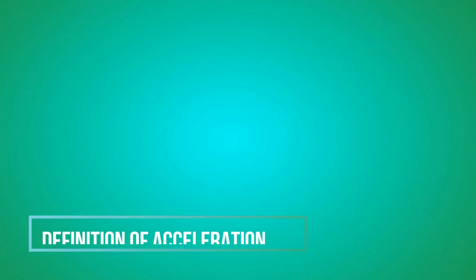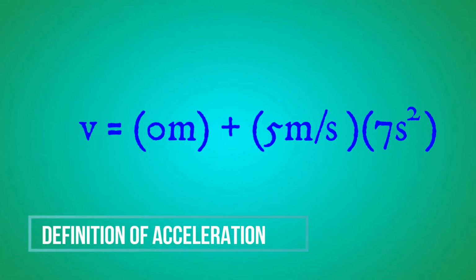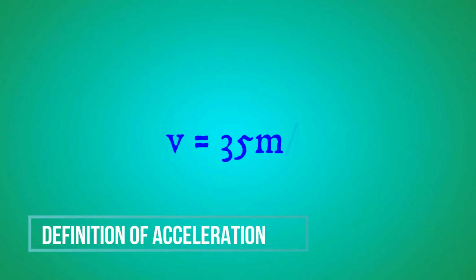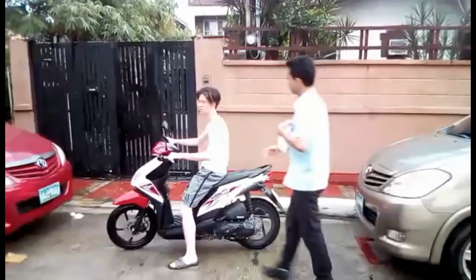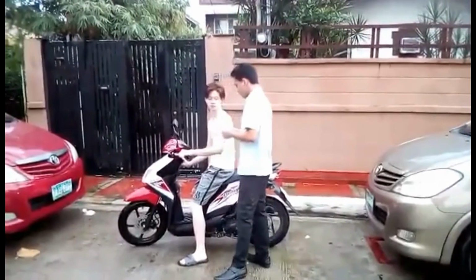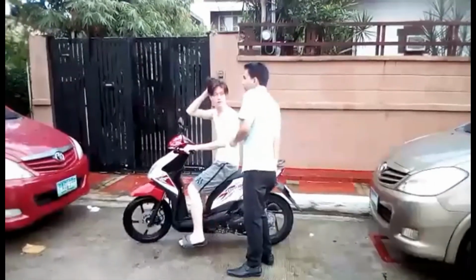Then we will now find your velocity using the definition of acceleration. Substituting all we have in the equation, we get v equal to 35 meters per second when the police pulled you over. 35 meters per second when converted to kilometers per hour is 126 km per hour. After doing the math, you really overspeed the limit. You deserve the ticket. Sorry.